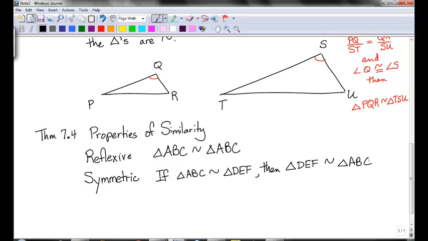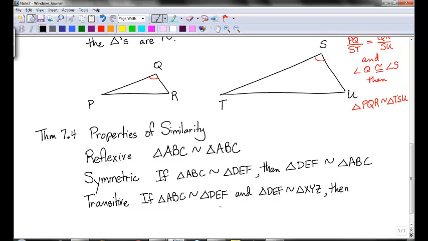Okay, and the last one is transitive. Transitive property for similarity says if triangle ABC is similar to triangle DEF and triangle DEF is similar to, and I'm going to use triangle XYZ, then triangle ABC is similar to what? Yep, triangle XYZ.